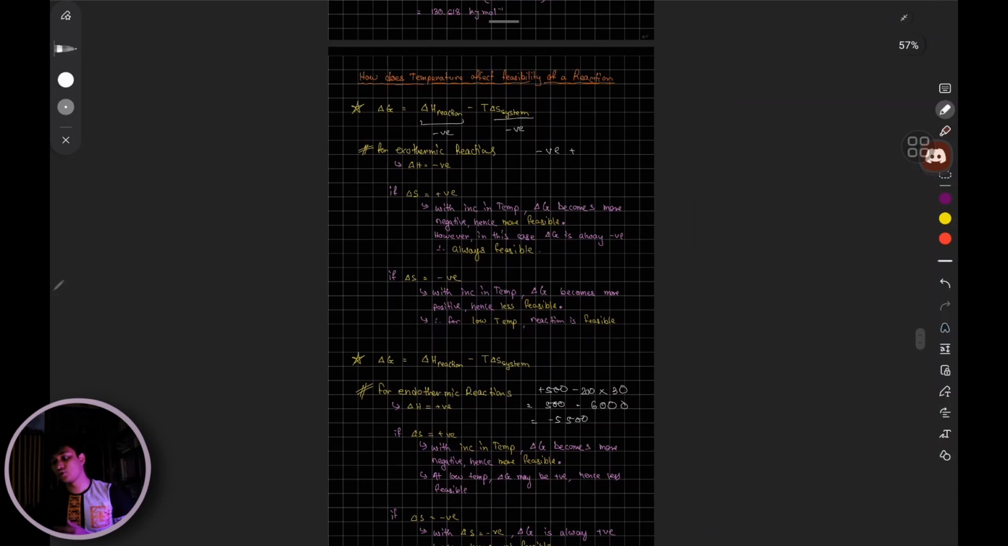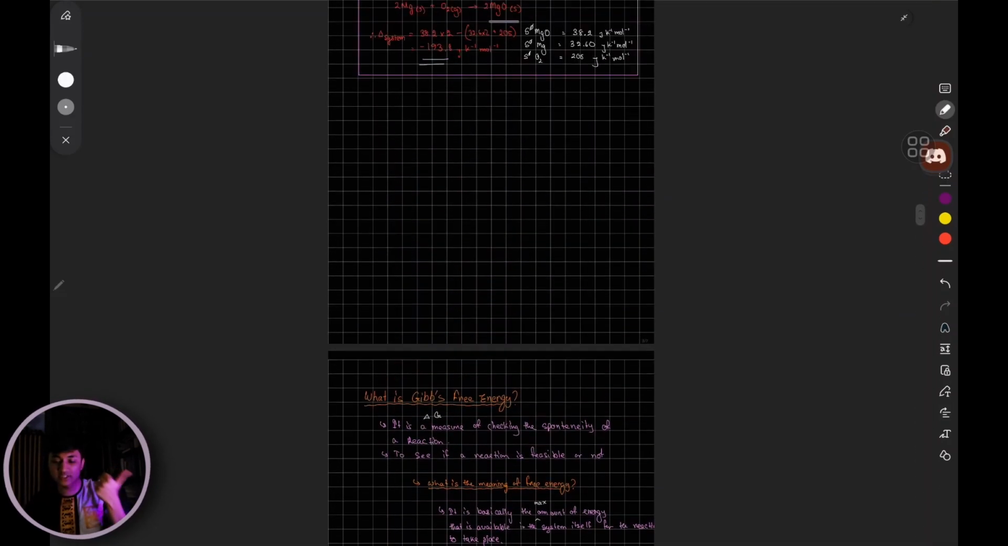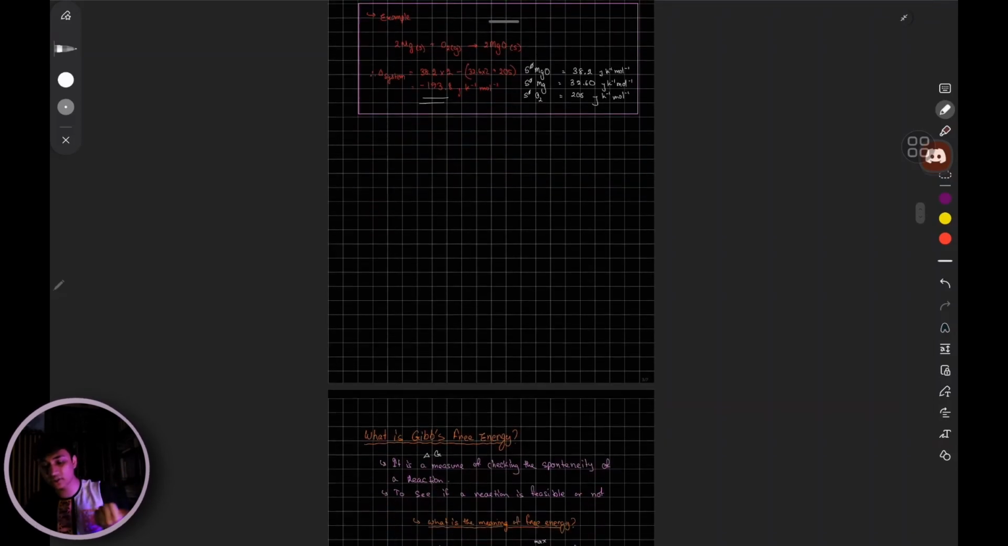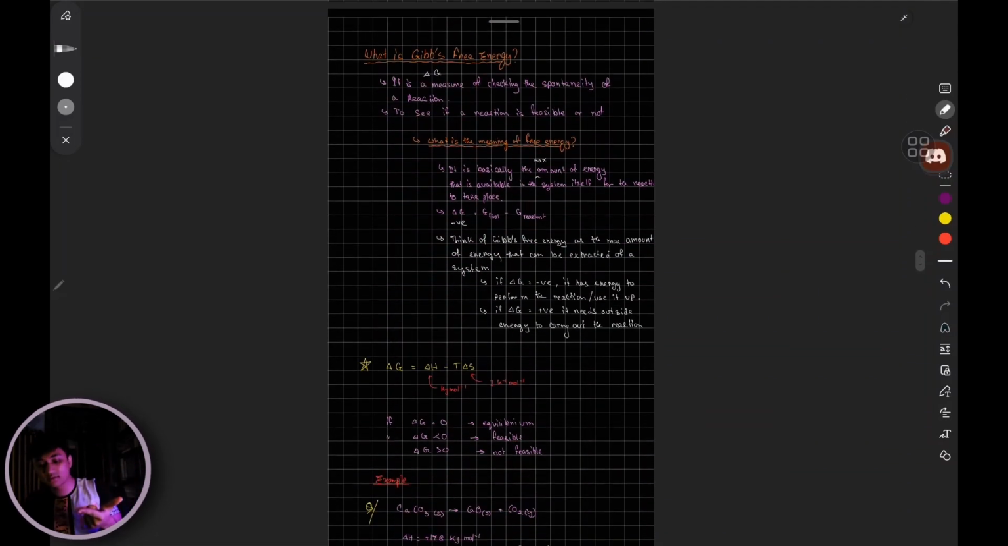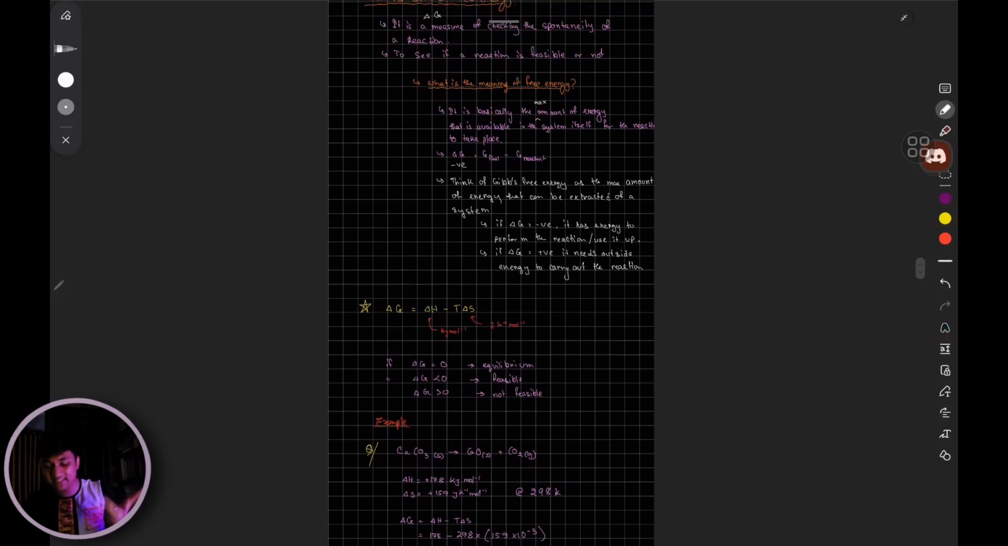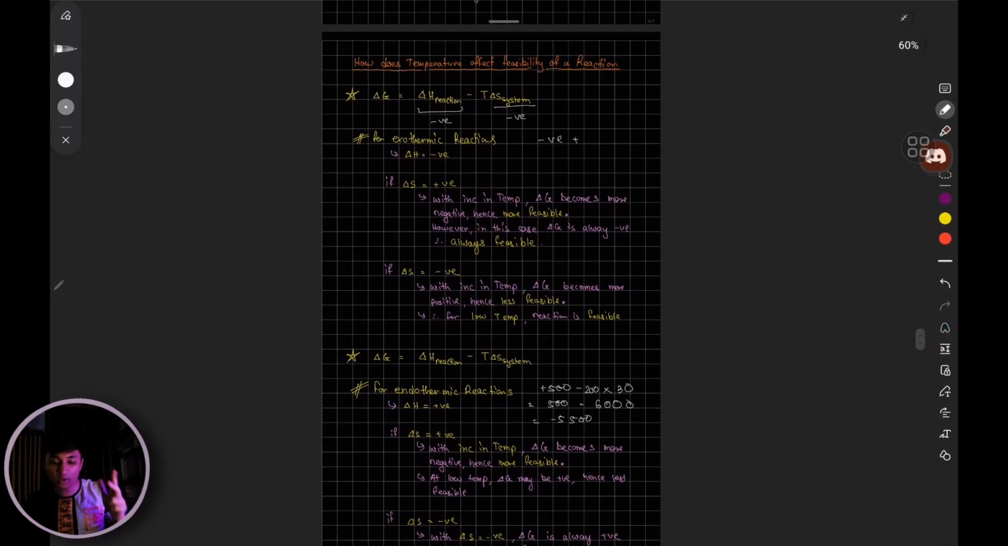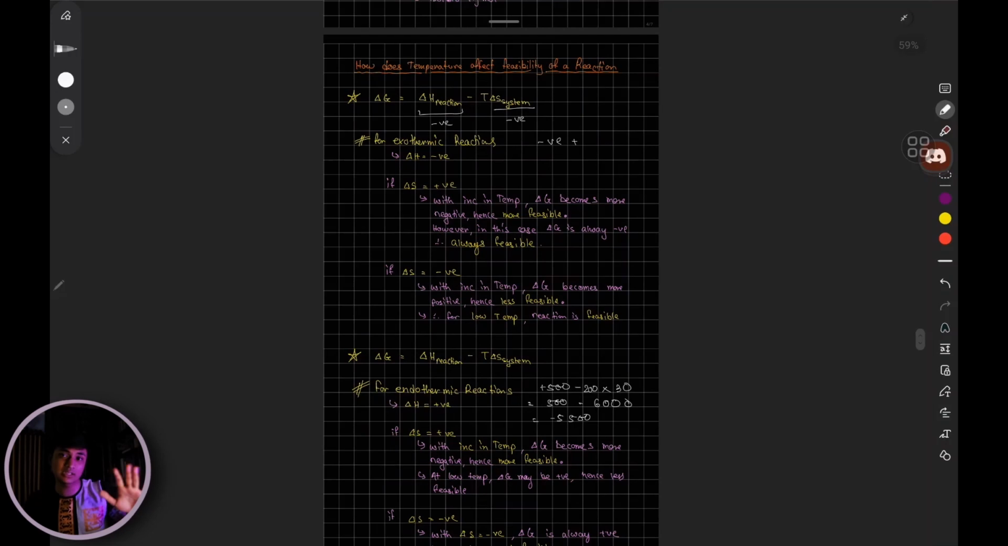Now, this is your Gibbs free energy and feasibility of a reaction. So we learned how to calculate change in entropy, how to find change in Gibbs free energy, what is Gibbs free energy, and how temperature affects change in Gibbs free energy, or how temperature affects the feasibility of a reaction. Now, this is actually the end of the chapter on entropy.